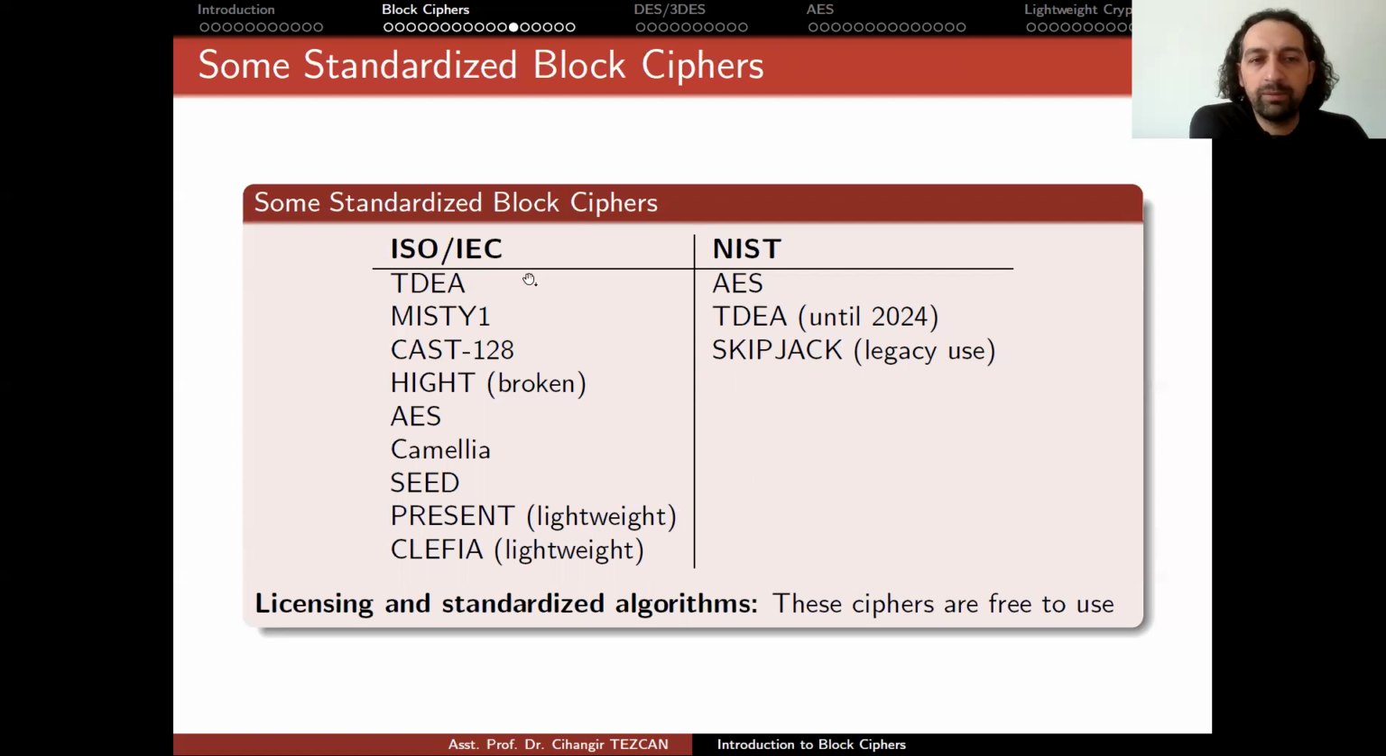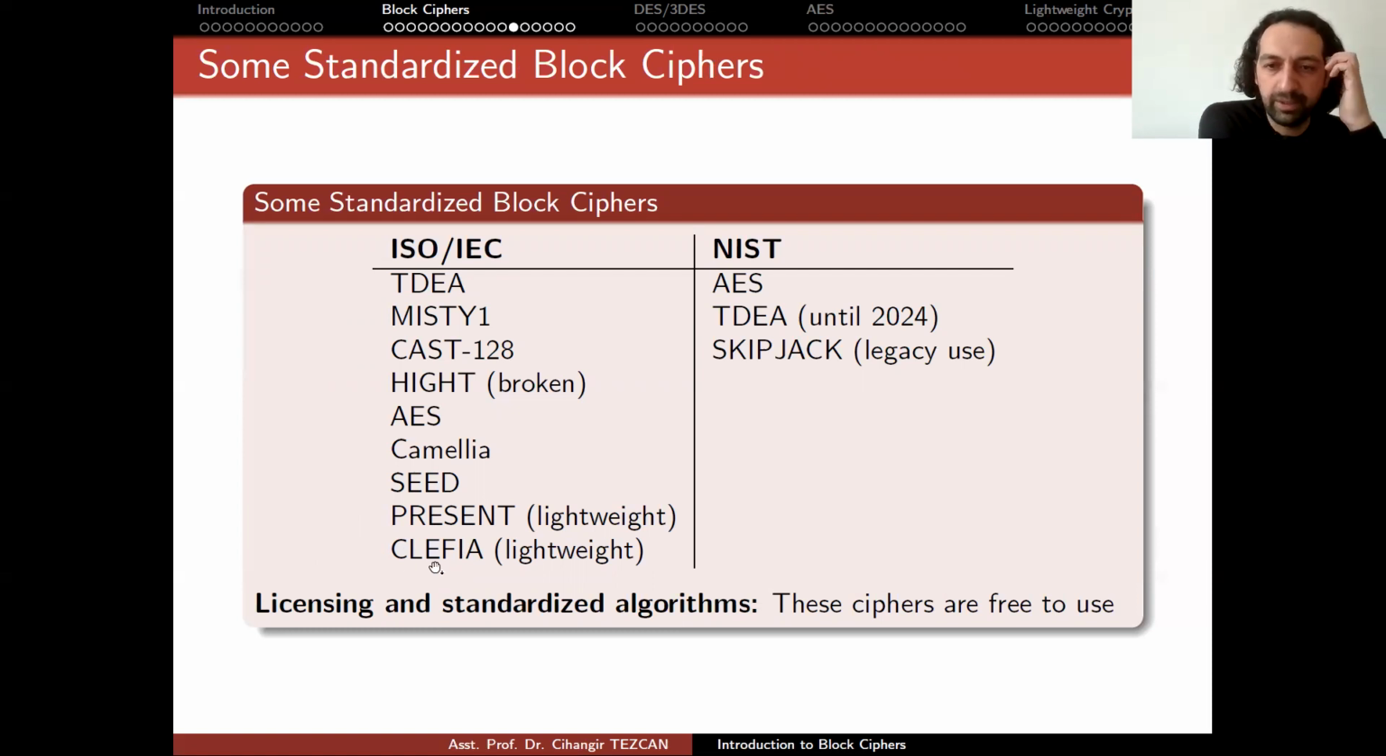But for the ISO part, we have more ciphers. For the block ciphers, we have Triple DES, MISTY1, CAST-128, HIGHT, AES, Camellia, and SEED. And for lightweight cryptographic block ciphers, we have two standards, PRESENT and CLEFIA. And actually, last year, they added LEA to this list. So there are actually three lightweight block cipher standards here. So actually, I should update this slide.